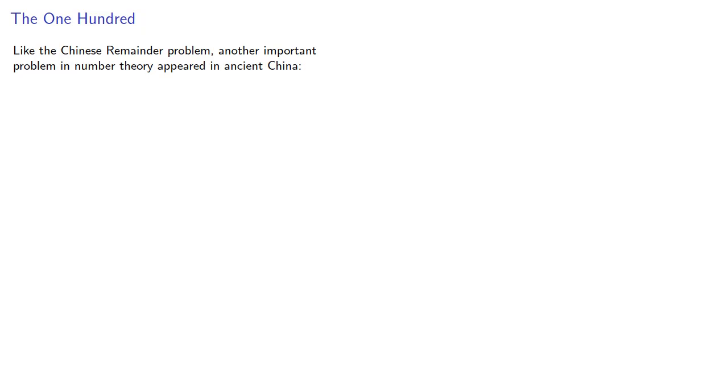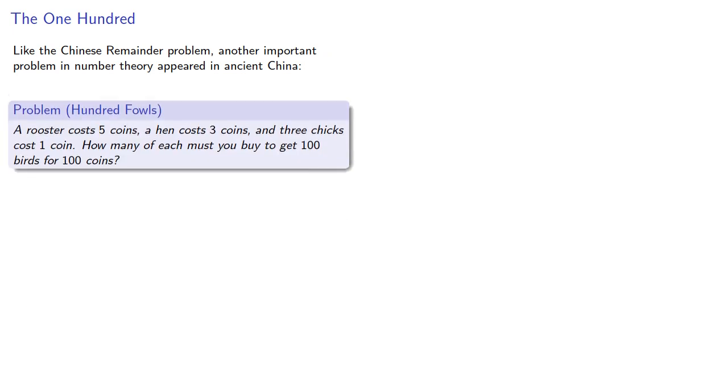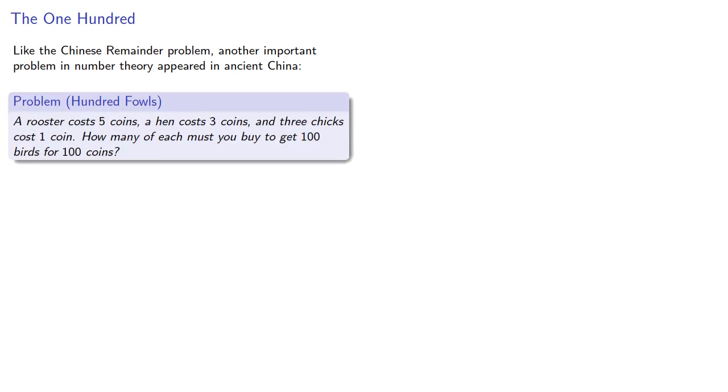Like the Chinese remainder problem, another important problem in number theory appeared in ancient China. This is known as the 100 fowls problem. A rooster costs 5 coins, a hen costs 3, and 3 chicks cost 1 coin. How many of each must you buy to get 100 birds for 100 coins?